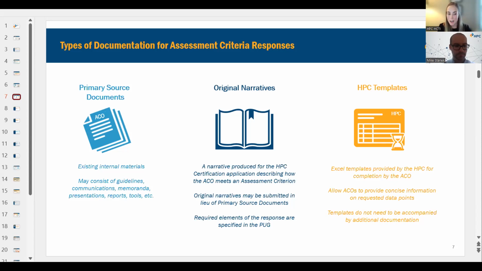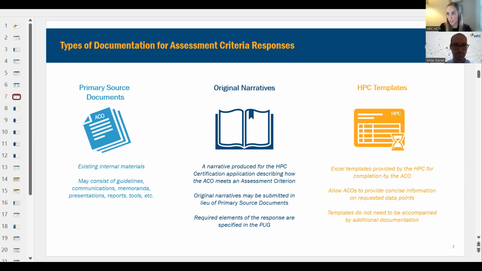When a primary source document is not available, the second type of documentation is the original narrative, which is a written description of how the ACO meets an assessment criterion. And you have the option to upload these either as a Word document or a PDF when you don't have a primary source document that's readily available. And I'll note here with the original narratives that we do have more information as to what is specifically required of those narrative responses in our platform user guide or PUG that we had distributed before this meeting.